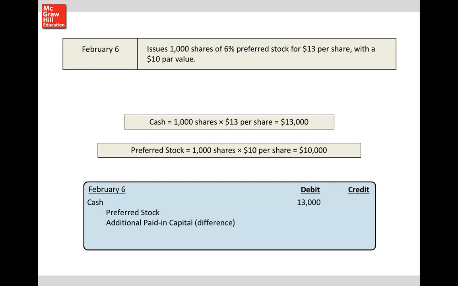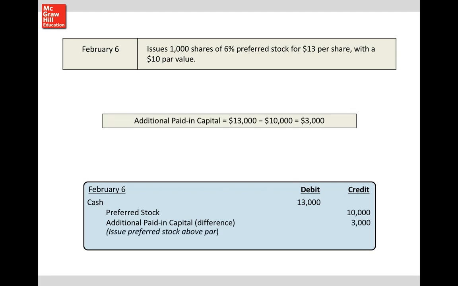The preferred stock will be recorded at the par value. So 1,000 shares times $10 per share is $10,000. The additional paid-in capital will be the difference. To determine the additional paid-in capital, we take the $13,000 in cash minus the $10,000 in preferred stock to find $3,000 in additional paid-in capital. This is us issuing preferred stock above par.